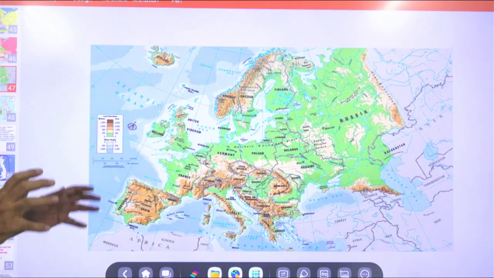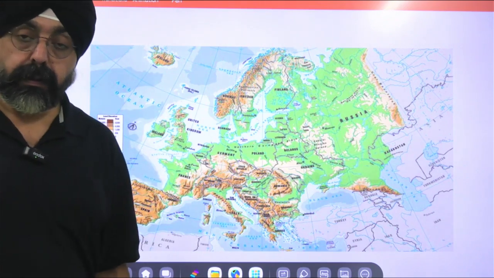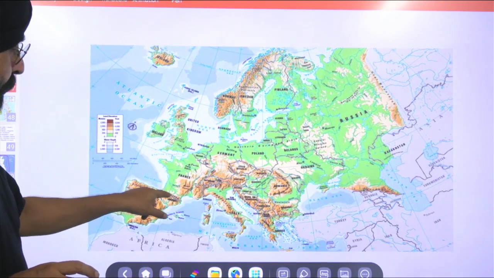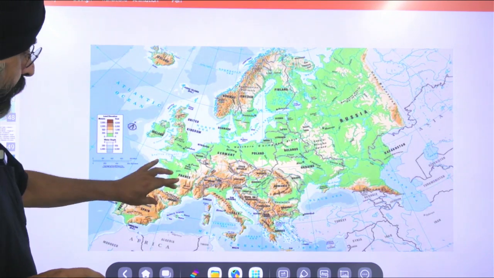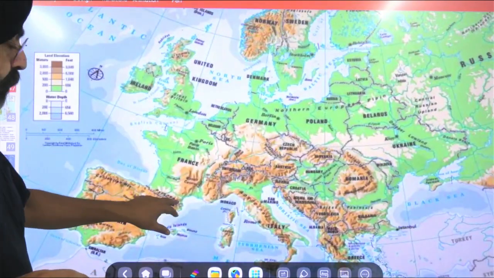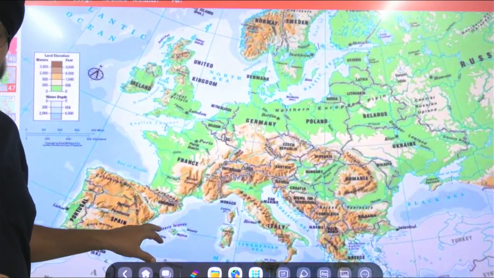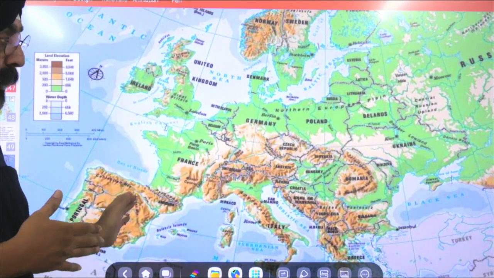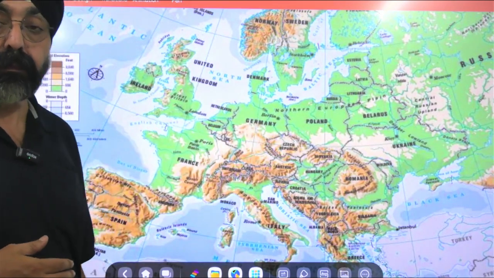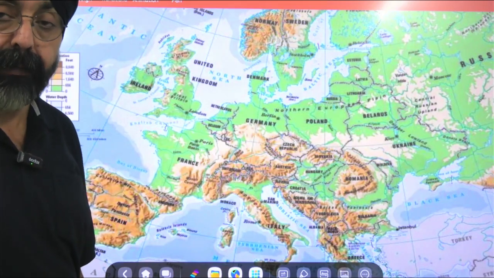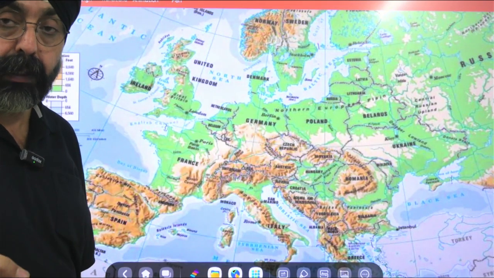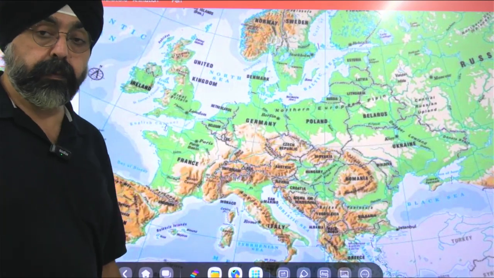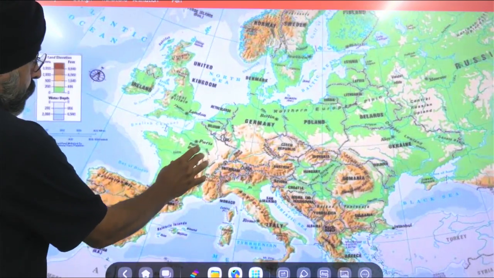This is the physiographic map of Europe. This is the Pyrenees Mountains. Pyrenees Mountains separate the Iberian Peninsula and the mainland of Europe. What is this Iberian Peninsula? This is having Andorra, Spain and Portugal, 3 countries. Probable question, right?